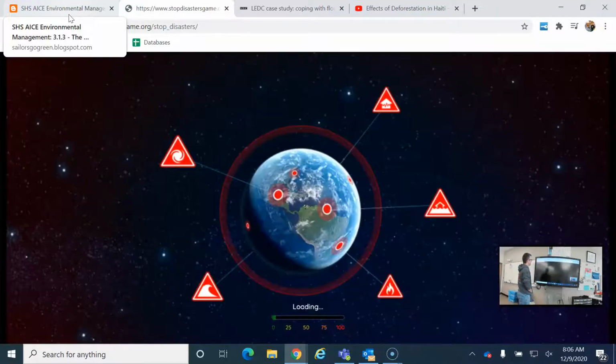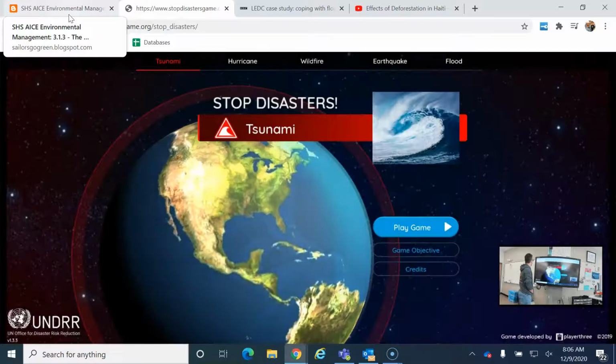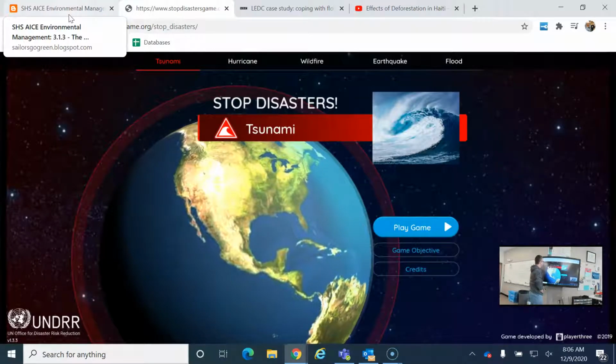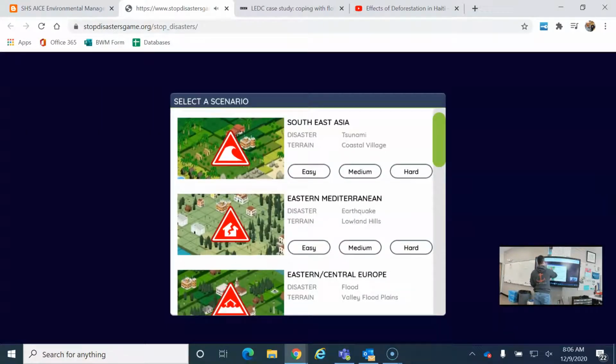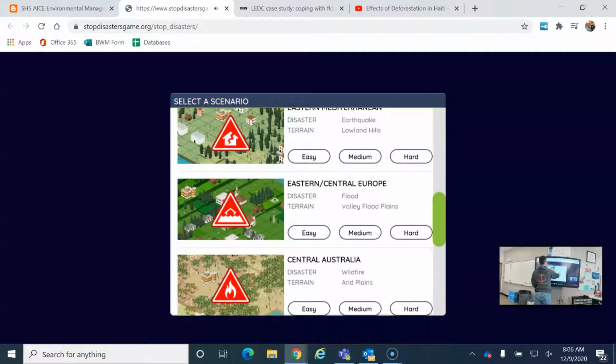It takes a little bit to load, but I do want to show you basically what we got going on here. So you've got these different ones. We're not going to do tsunami or hurricane. We're going to do the flood, obviously, for this one. So you can go down here, flood, Eastern Central Europe. You can pick any of them you want.